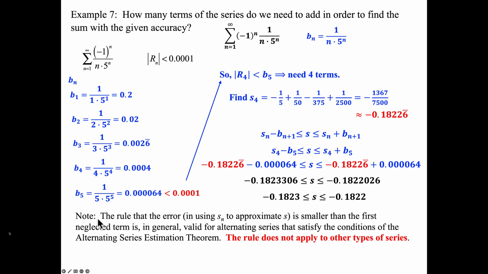Now, it's important to understand that this rule, that the error in using s sub n to approximate s is smaller than the first neglected term, is in general valid only for alternating series. It does not apply to any other series, because technically you have to prove that it's a converging alternating series first, using the alternating series test, before we can show that it is going to be able to come up with some kind of estimated sum. All right? And that wraps up 9.5.